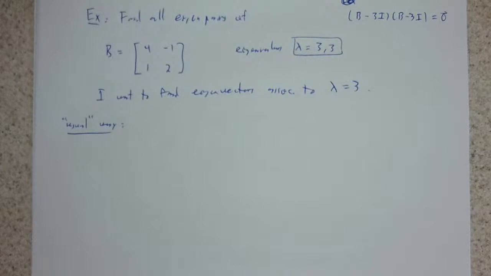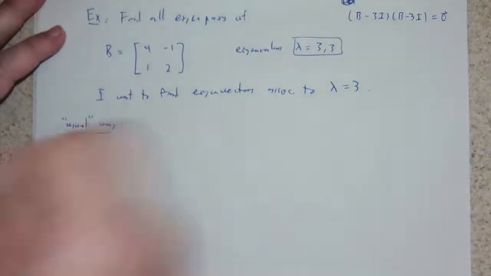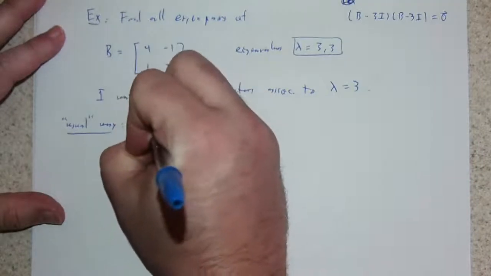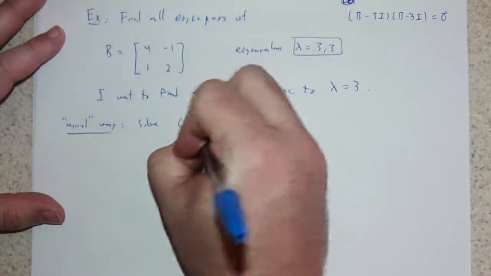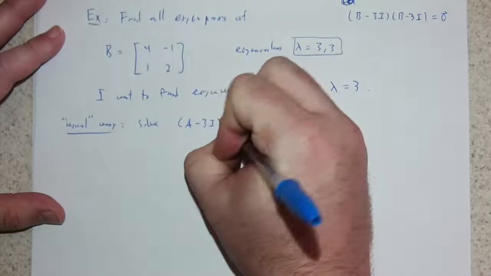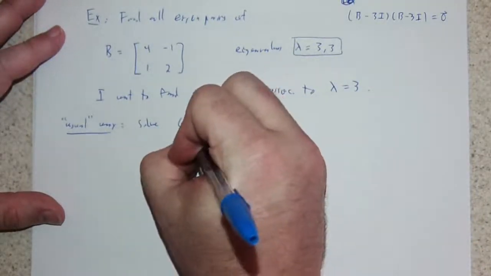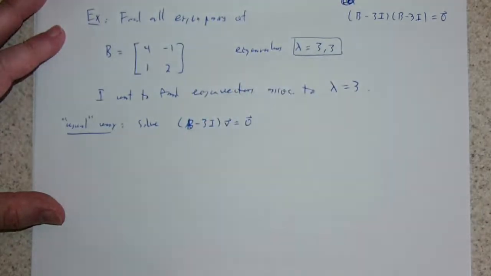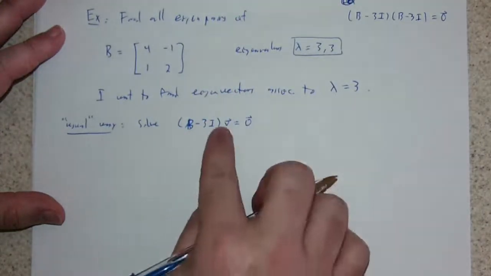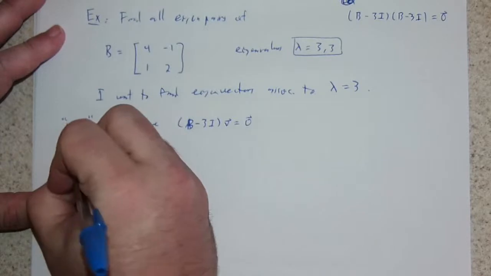Just so you have practice. Okay, so the usual way of doing this is I want to solve (B minus 3I) times v is equal to 0. So what is B minus 3I?